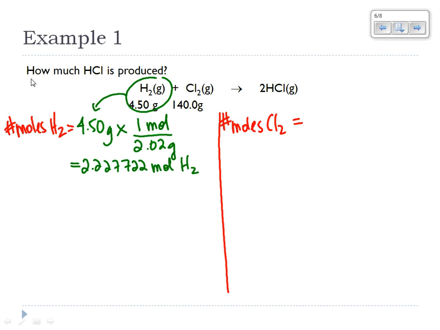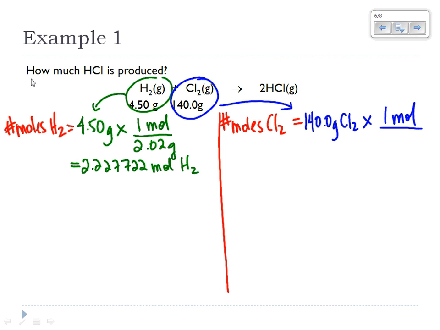To find the moles of chlorine, my second reagent, I'm going to do that over here. So I start off with 140 grams of Cl2, and again, I'm going to end up dividing by the molar mass. I'm going through this step quite quickly because I think that converting from mass to moles and moles to mass is pretty easy right now. If it's not easy for you, that's okay. It just means you need a little bit more practice. And if you need more questions, you can come see me.